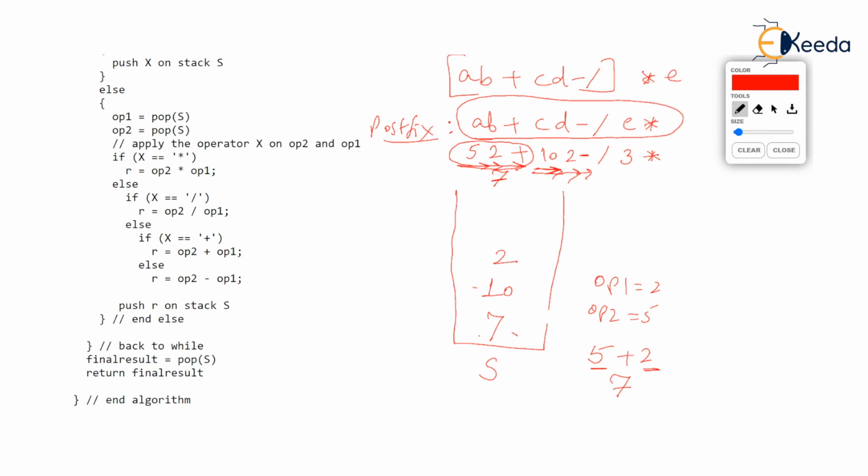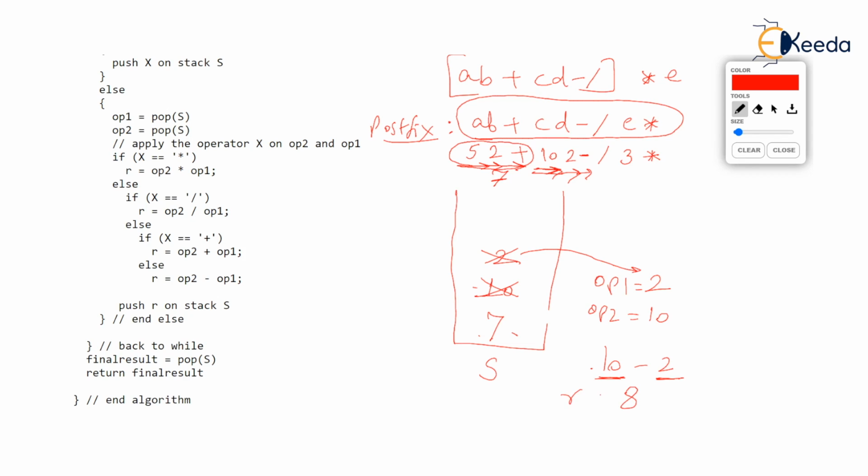Minus is an operator. As minus is an operator, you will execute two pop operations. 2 and 10 are popped out of the stack. So OP1 will be result of first pop, and OP2 will be result of second pop. So OP1 is going to get a value 2. It was the result of first pop, and OP2 is going to be 10. It is the result of second pop. Now you will apply minus. Yes, minus was the operator, but it should be 10 minus 2. Notice OP2 on the left and OP1 on the right of minus, and the result you will get is 8.